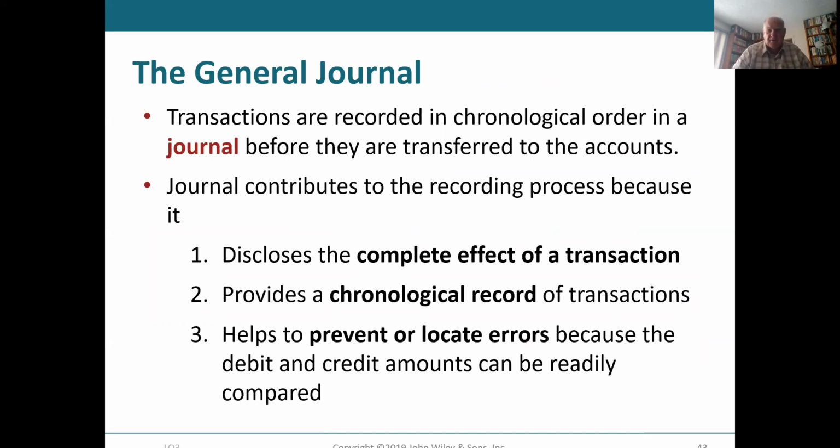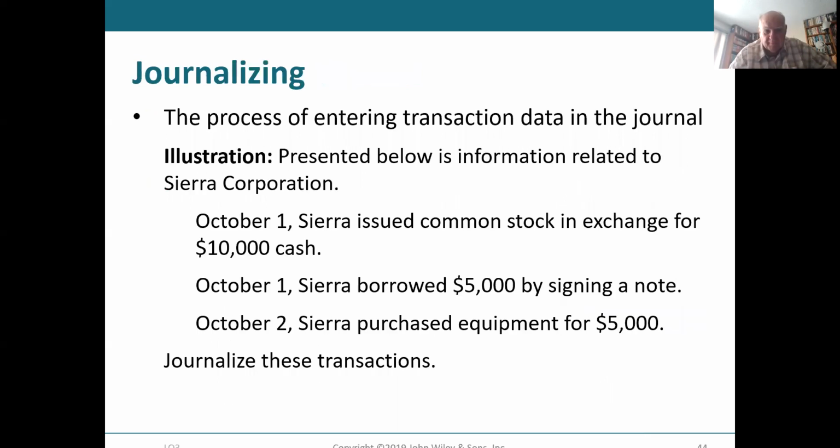The general journal, also called journal entries. They're recorded in chronological order in a journal before they're transferred to the accounts. It contributes to the recording process. Journals disclose the complete effect of a transaction. You're going to see the debit, the credit, which tells you what accounts were impacted, and your little tiny explanation. It's a chronological record of transactions, and it helps to prevent or locate errors because the debits and credits can be readily compared.